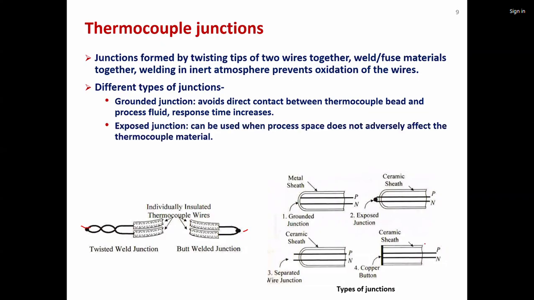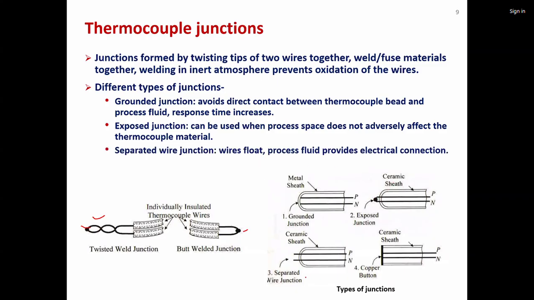Then you can have an exposed junction. As it is shown here, they are physically making contact, and you make a weld or solder joint here, and then the ceramic sheath is basically used to provide structural rigidity to these thermocouple wires where you are installing.